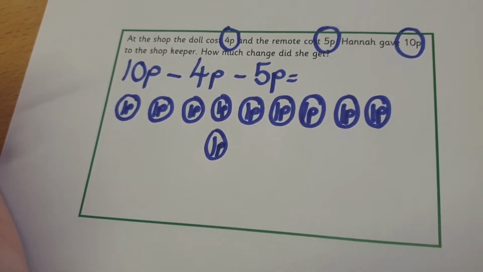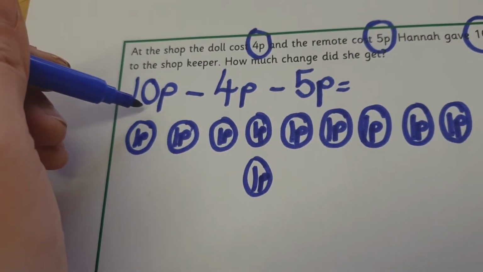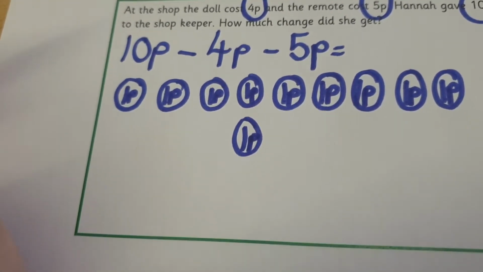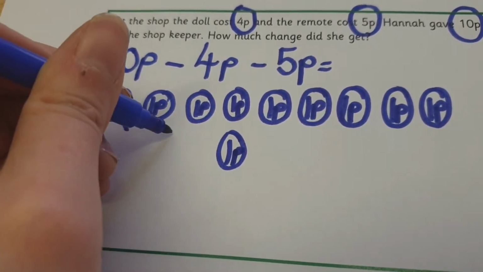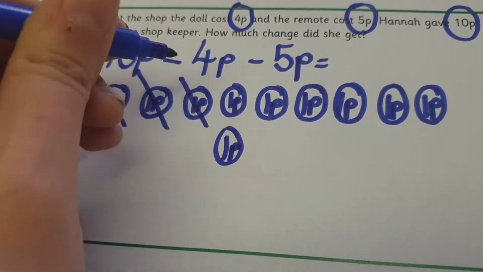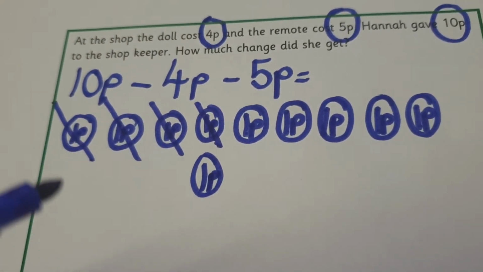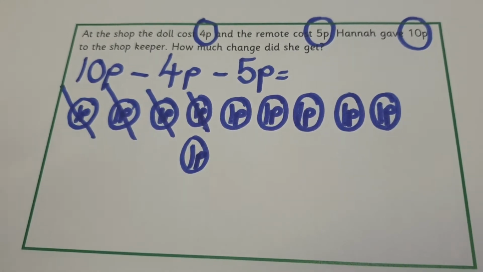How many pennies do I need to take away first? Let's have a look at our number sum. I started with 10p. I have to take away, well done, 4p first. Can you help me? 1p, 2p, 3p, 4p. That's the doll paid for. Have I got anything else to take away? Well done. I've got to take away 5p as well because I bought the remote.